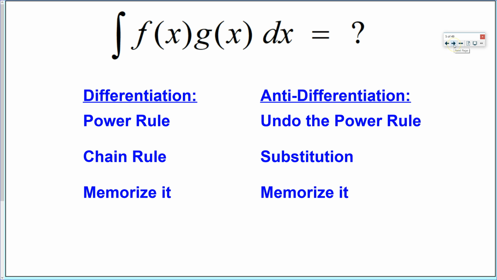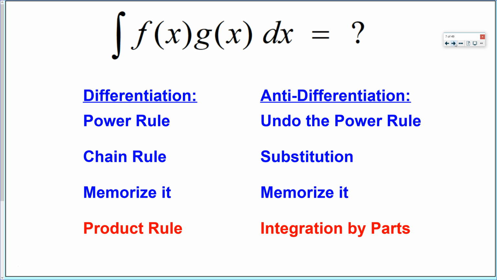So now we need an analogy for the product rule, because we're trying to take the antiderivative of a product. For differentiation, we'd use the product rule, but if we're trying to anti-differentiate, we're going to need something else, and that is integration by parts. And let's see how it works.